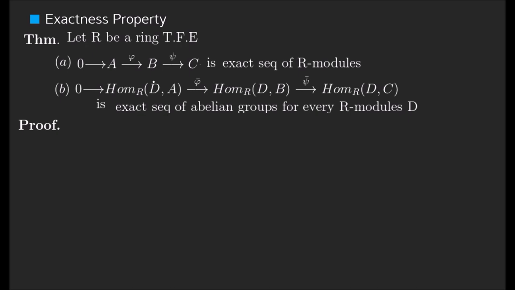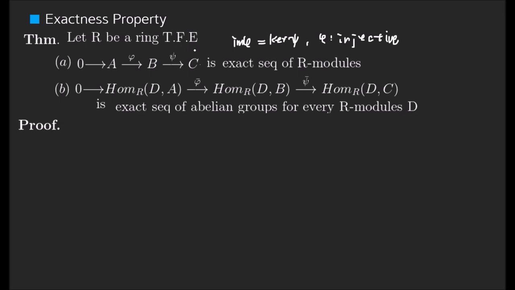Let's see the theorem. Let R be a ring, then the following are equivalent. Statement A: this is an exact sequence of R-modules. Note that compared to the split exact sequence, this map does not exist, just 0, A, B, C. Anyway, this being a sequence of R-modules means, first, by the definition of exact sequence, image phi is equal to kernel psi. Of course, these are clearly R-module homomorphisms. And under this condition, phi is injective, or a monomorphism.